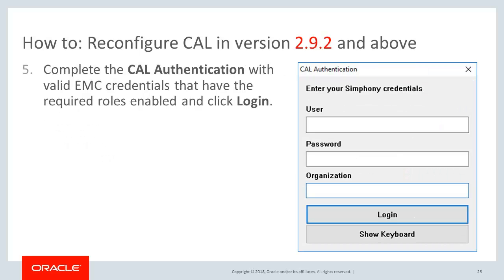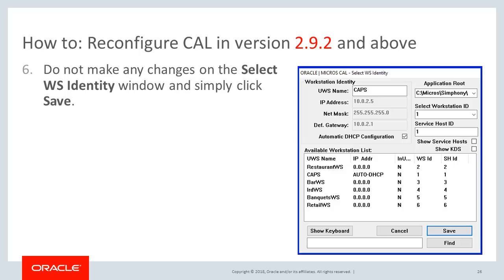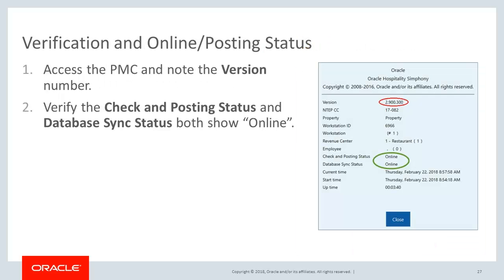When presented with the CAL authentication window, enter the username and password that you would use for EMC and click Login. Do not make any changes on the Select WS Identity window. Just simply click Save. At this point, the workstation will begin the update process and may reboot several times. Once the upgrade is complete, the Simphony application will load.